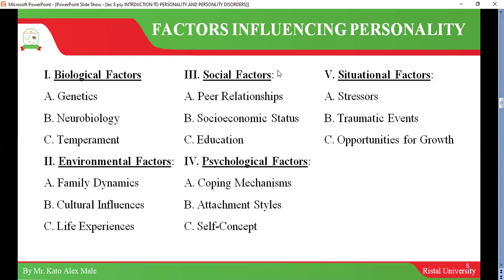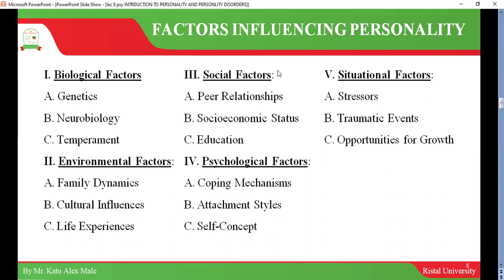Then in neurobiology, this goes to their capacities, to the functionality of their cerebellum and cerebrum, capacity to think, capacity to remember. You get it? And then temperament is also a good biological factor.